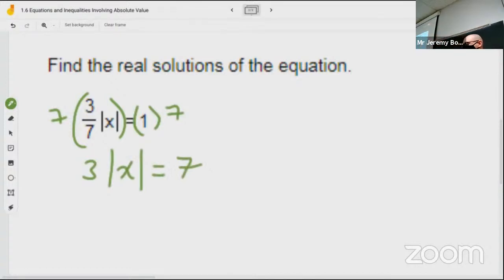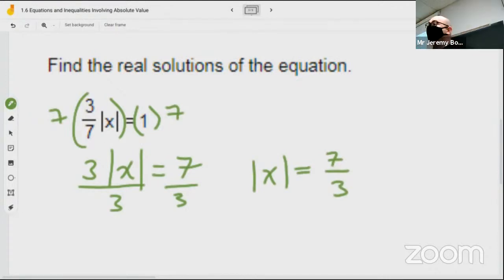And then now we have a 3 times the absolute value of x. Let's divide both sides by 3. So we'll end up with the absolute value of x is equal to 7/3. 7 over 3. You could get rid of the fraction by multiplying by 7/3, which will get you there as well. But if you don't see that, that's fine. You take a step like that.